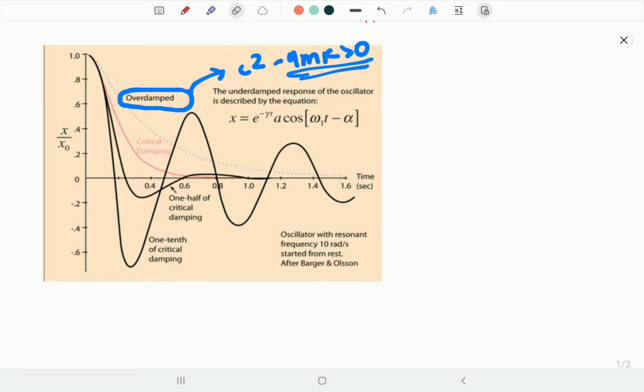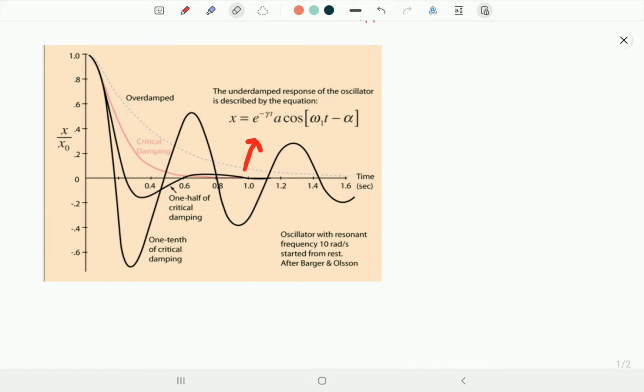So here when the c square, the underdamped, now we need to talk about the underdamped equation. The underdamped response of the oscillator is described by this equation. So we need to basically talk about underdamped conditions and underdamped oscillations. So these oscillations are overdamped oscillations.